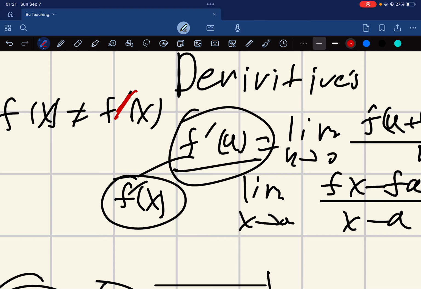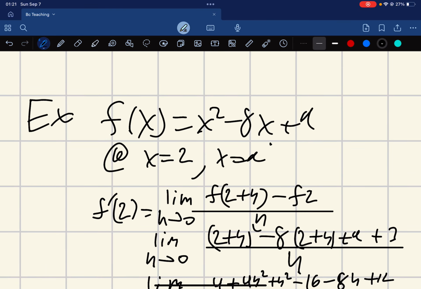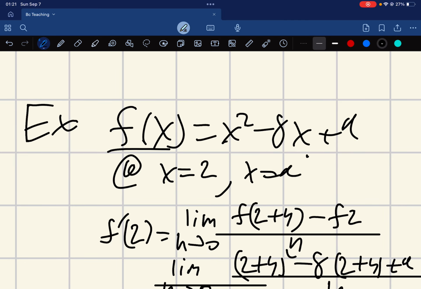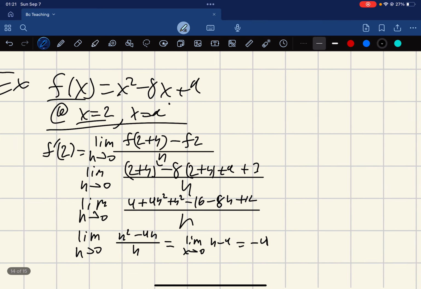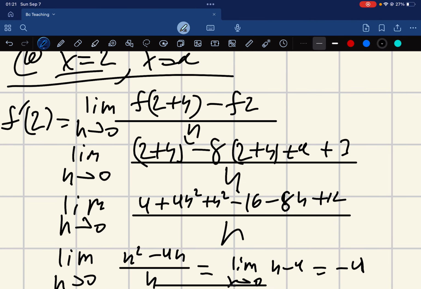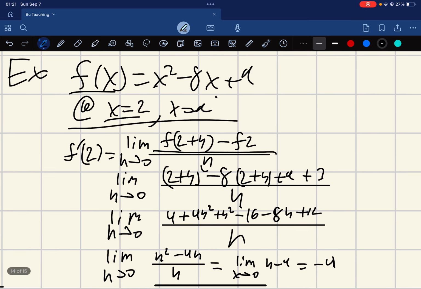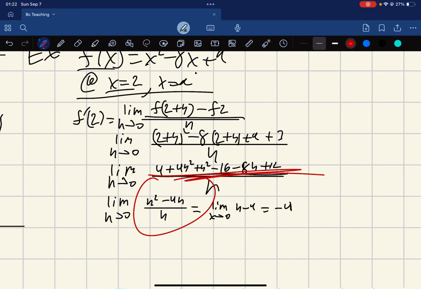Okay, same two formulas, and now this is just another example of those two formulas. Find the derivative of this function at these two values. I only did this one because I'm lazy. But anyways, you could just look at what I did. You want to find that. You plug everything in. You get rid of some terms. You get this. And then you get -4.